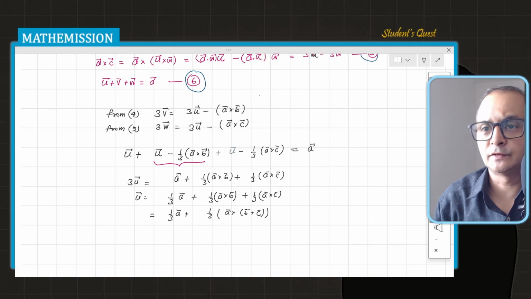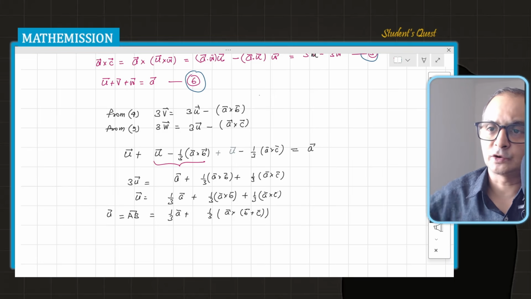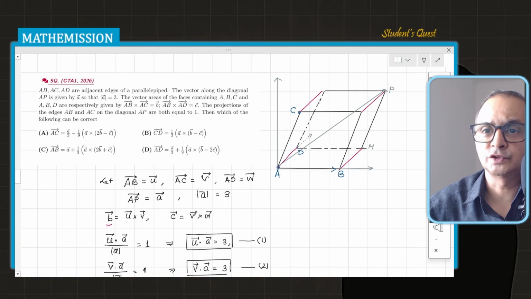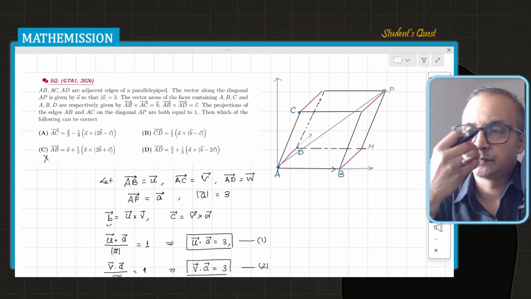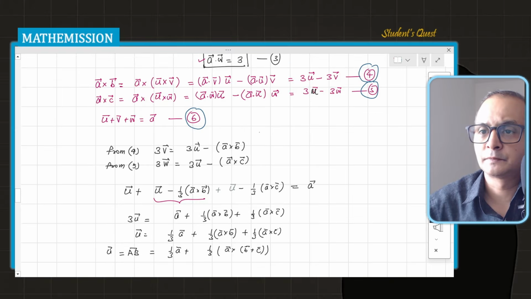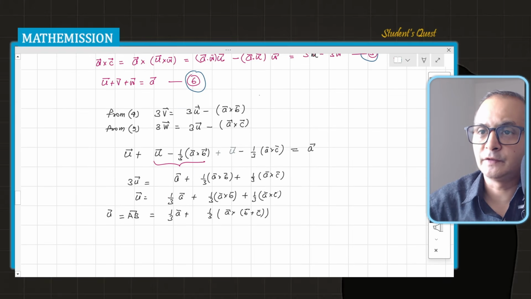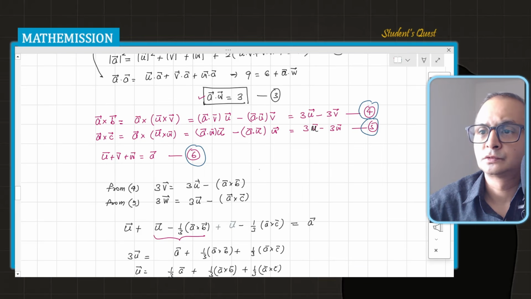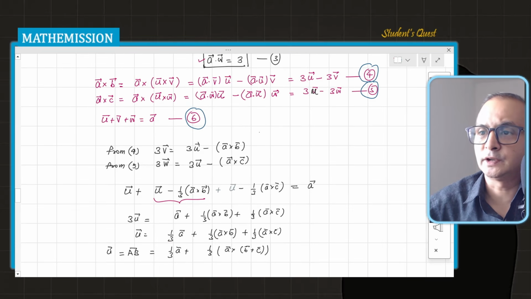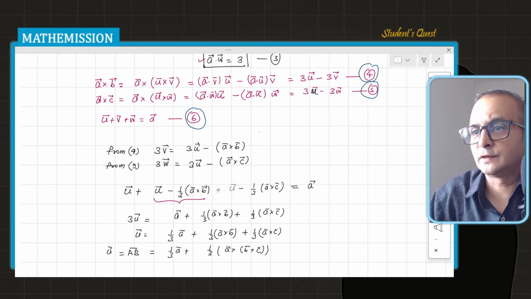But you see, this is the value we got for u, that is the value of the ab vector, and the ab vector option doesn't match, so option c is not correct. Now we can try to find out the ac vector, and the ac vector is nothing but the v vector. So similarly, we will eliminate the u from this. We find the value of u and w from these two and substitute in this. So let's try.